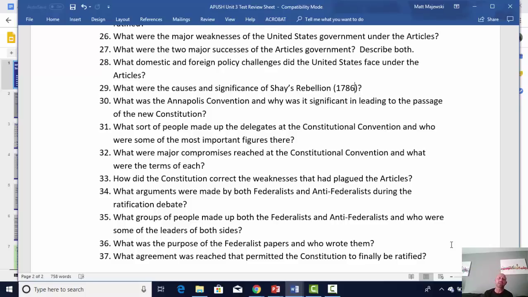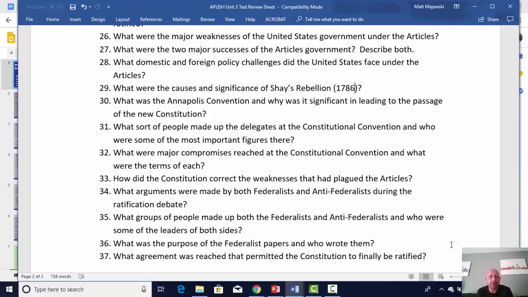The second major compromise is the 3/5 Compromise. Remember, African slaves were counted as 3/5 of an American citizen, of a white person, for population. Southern states were not going to ratify the Constitution if they did not get credit for their slaves. Northern states did not want to give them full credit because slaves did not have rights and freedom like other Americans. And so instead, they give them 3/5 credit for each slave in order to get the Constitution ratified as well.